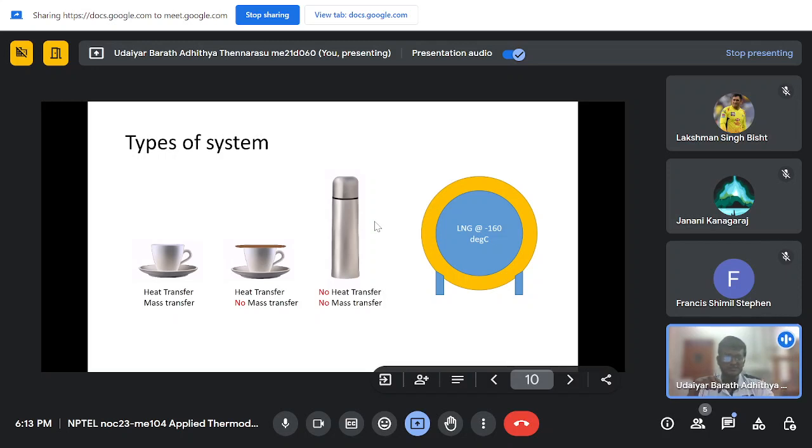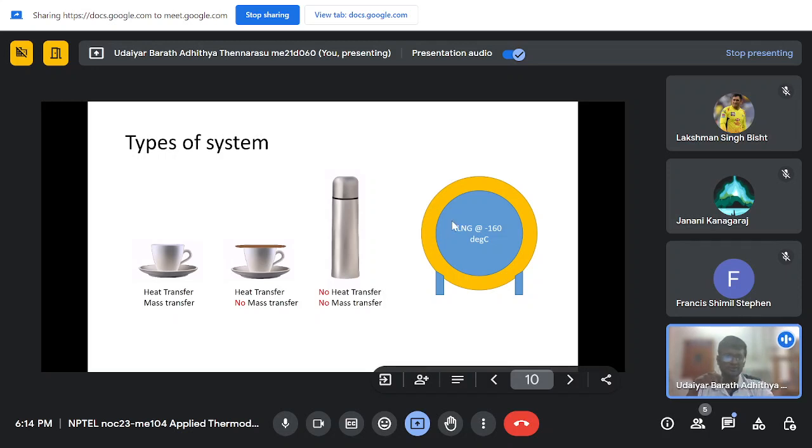There will be a mass transfer. So that doesn't happen in the second case because you have kept a lid over it. So this is an example of a closed system. And in the first case, you have a hot cup of tea and there is no lid over it. So there can be a mass transfer as well, and there can be a heat transfer as well. So this is an example of an open system.